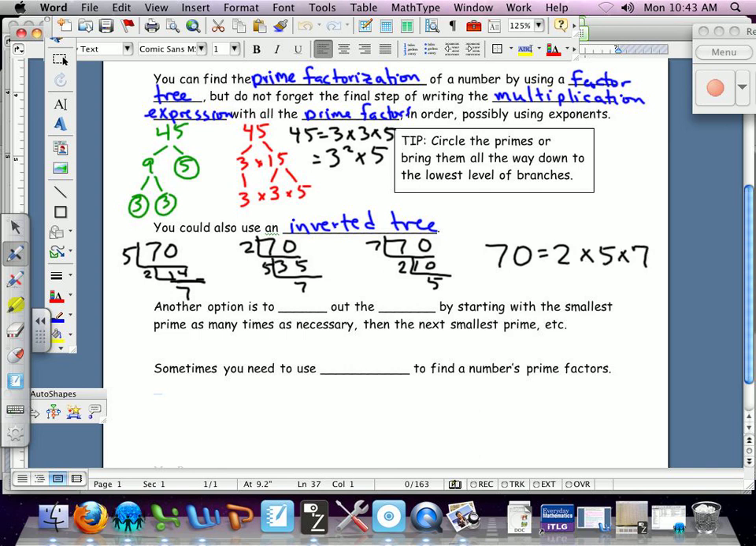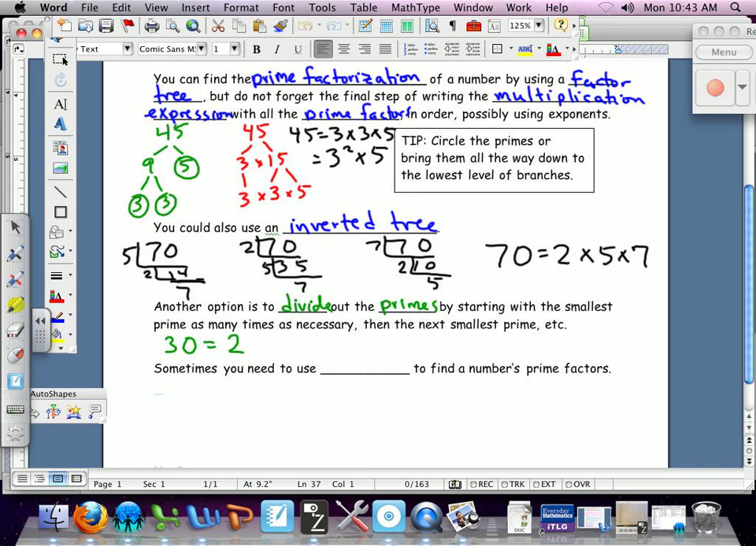Now those of you who don't like to show your work or you don't like to take up the space on the paper, you could just divide out the primes in your head, but you have to start with the smallest one to make sure that you don't miss anything. So another option is to divide out the primes by starting with the smallest primes as many times as necessary, then the next smallest prime, etc. So if I have 30, I can say, okay, I can take a 2 out of that. That's my smallest prime. And in my head, I say I have 15 left.